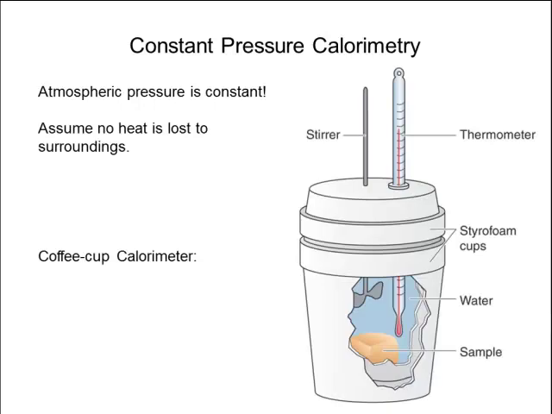So going back to our coffee cup calorimeter, inside the coffee cups is our system. That's where our chemical reaction is going to occur. Styrofoam cups are acting as insulation, so that's our boundary. Outside that cup is our surroundings. We're going to assume all the energy transfers stay within that cup.